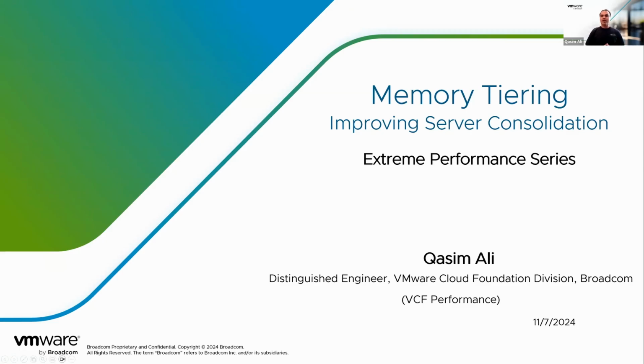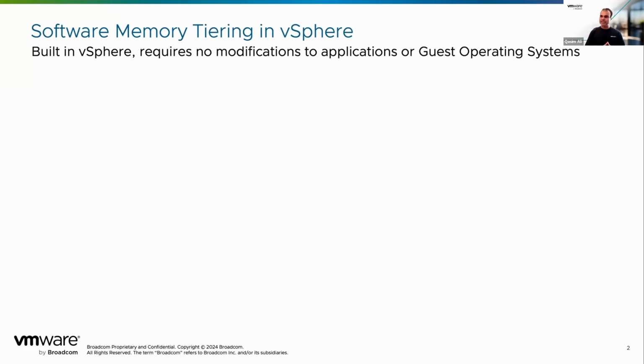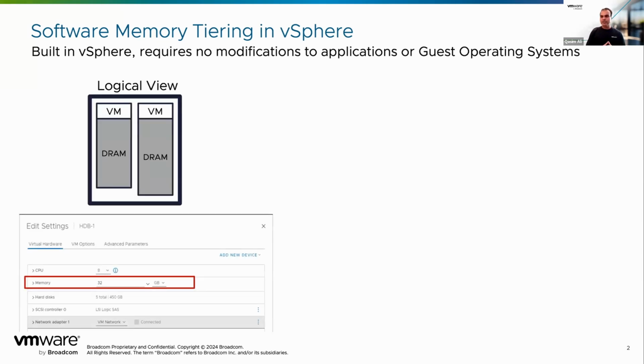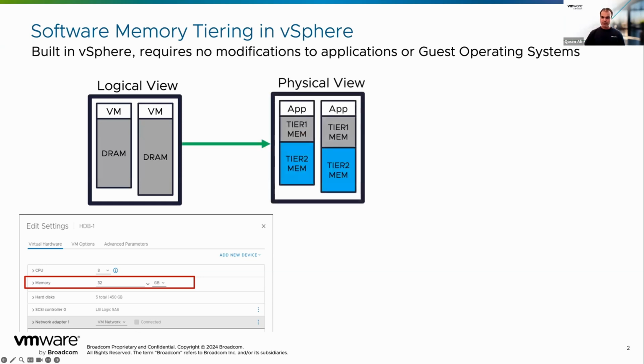Today, I'm going to talk about how memory tiering technology can improve server consolidation and overall optimize the total cost of ownership of your server infrastructure. Memory tiering is implemented in the ESX kernel by optimizing the memory scheduler, and it's transparent to the applications and the guest operating systems. So for example, this is the logical view for the end user. You still have your VM, you have your DRAM, you go to the settings and allocate this much memory to your VM. You don't need to worry about where that particular memory is coming from.